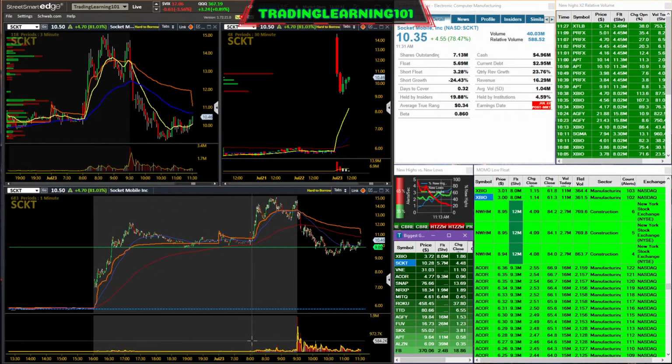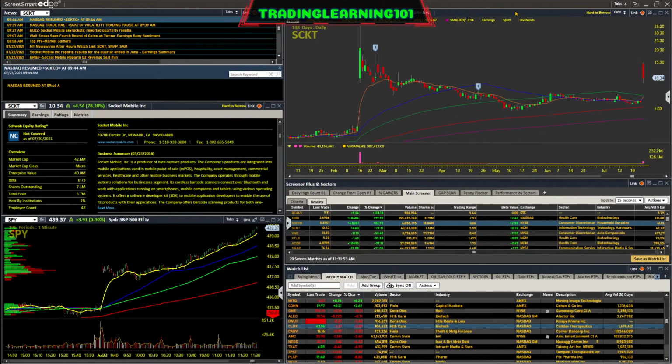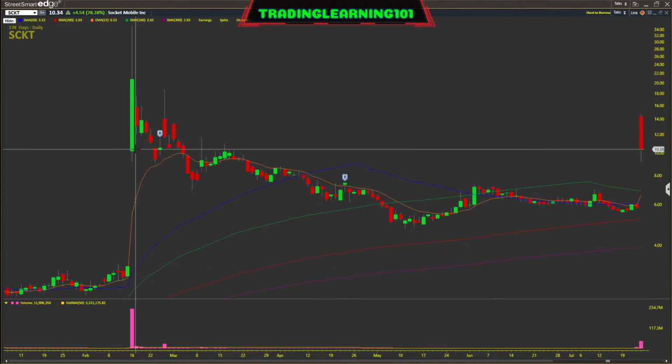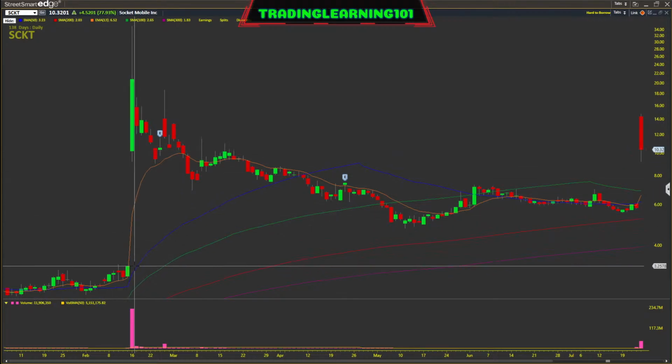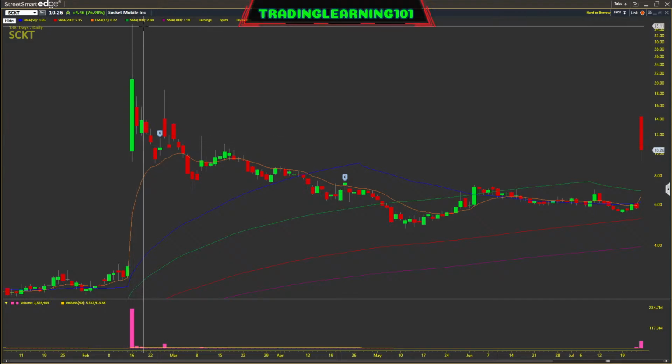If you remember, SCKT ran back at the beginning of this year, back in February. Way back here, we get the daily chart. Right here, it had this big gap up from 3 gaps up to 10, and in one day it went from 10 to 35 bucks.